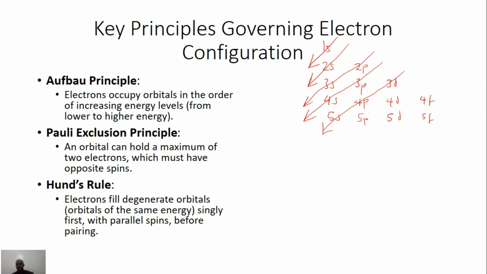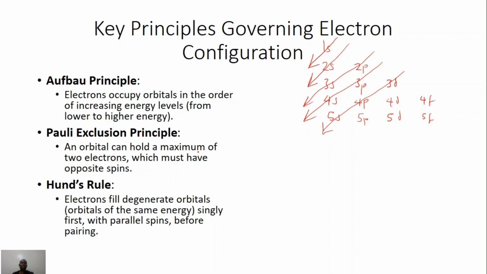1s is at a lower energy level than 2s. 2s is at a lower energy level than 2p. 2p is at a lower energy level than 3s. So this is how it goes: you start from 1s to 2s to 2p, 3s, 3p, 4s, 3d, 4p, and so on. That's how the electron will be filling the orbitals. That's the Aufbau principle: start from lower energy level to higher energy level.